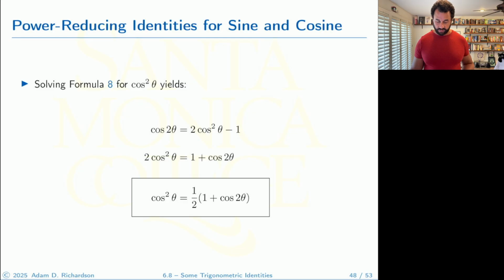Okay. Next, we're going to use that other formula that we got for the double angle of cosine, and we're going to solve it for cosine squared. I'll move this to that side and switch things, and then we get this. Divide both sides by 2, and you get cosine squared theta equals 1/2 times 1 plus cosine of 2 theta. And again, notice the power has been reduced.